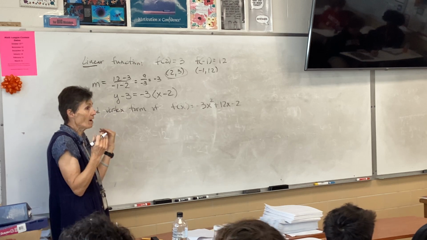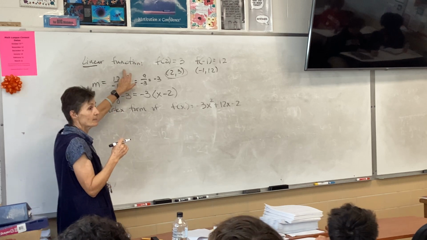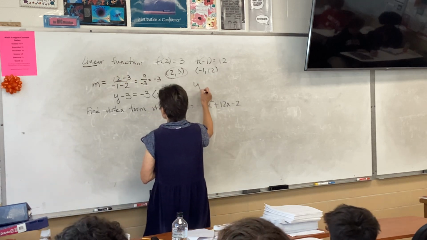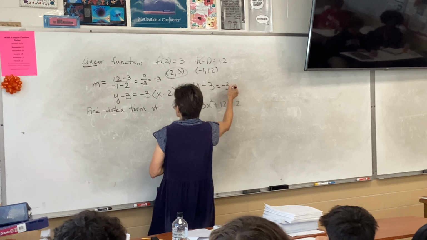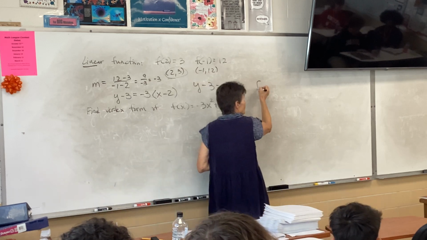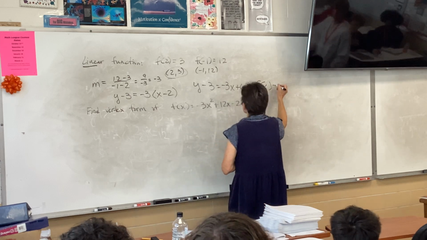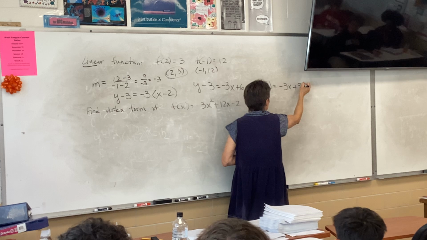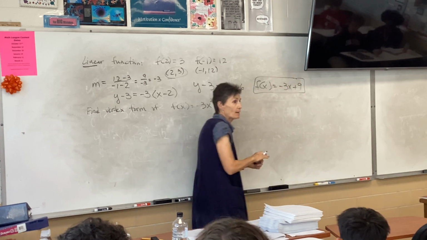Now that would be fine, except it does say linear function. So I'm going to get y by itself. So my linear function is going to be -3x plus 9. Is that okay with everybody?